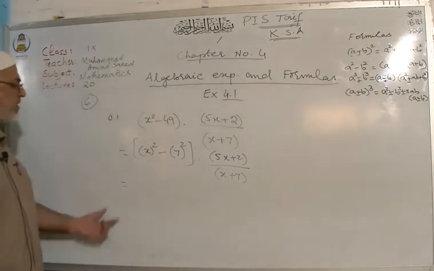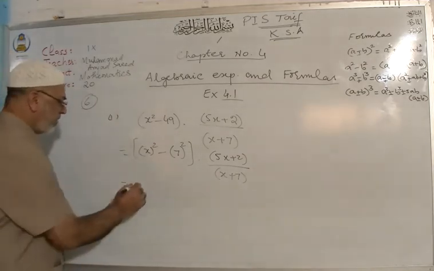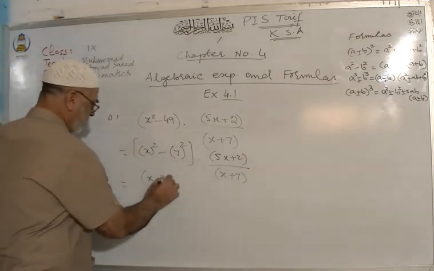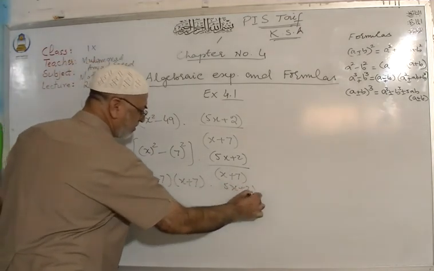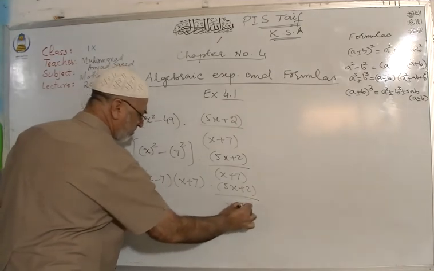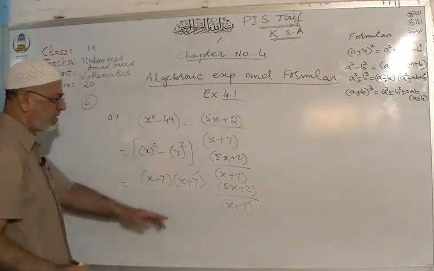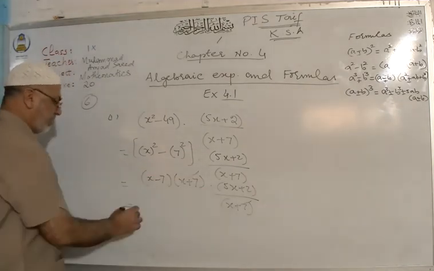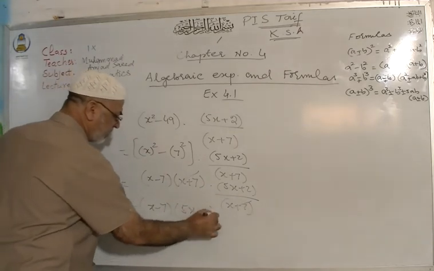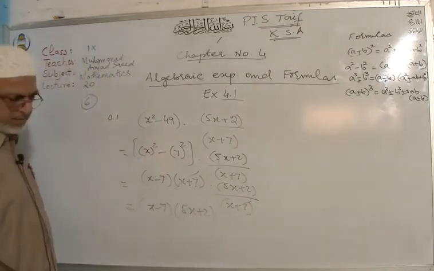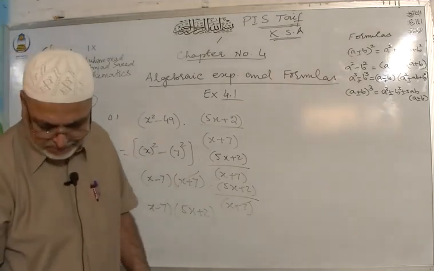Here, this is your left hand side of the formula number 2. Remove 2 and 2, one's negative and one's positive. X plus 7 cancelled out because there is a dot, meaning multiplication sign, between them. So x minus 7, 5x plus 2, that is your answer. So in this way, this is your simplified answer.